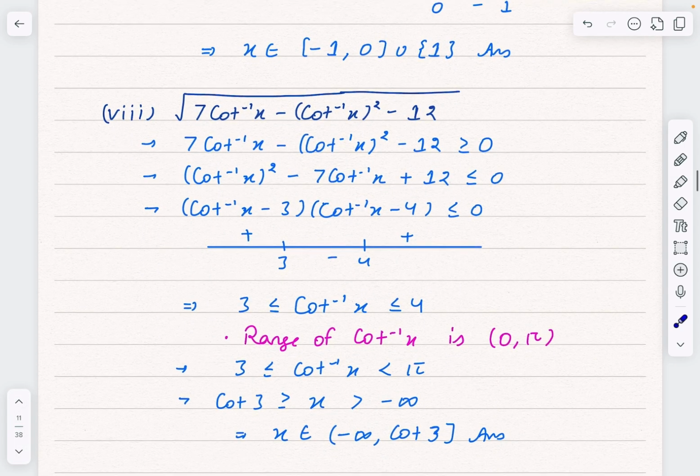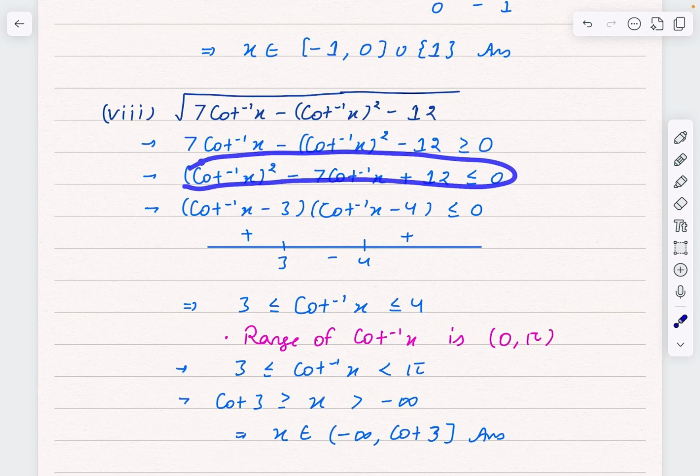Okay, the eighth answer is minus infinity to cot 3 closed. See how we get this thing. So 7 cot inverse x minus (cot inverse x) whole square minus 12 greater than or equal to 0. So (cot inverse x) whole square minus 7 cot inverse x plus 12 is less than or equal to 0. If you use that wavy curve on this thing, we get (cot inverse x minus 3)(cot inverse x minus 4) less than or equal to 0.